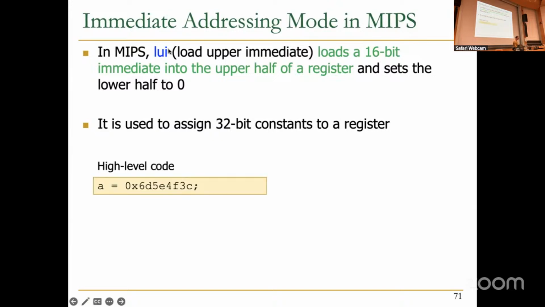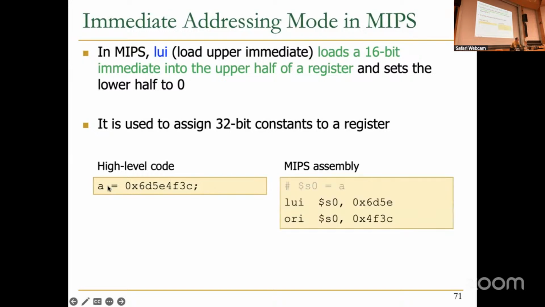So it's used to assign 32-bit constants to a register. For example, let's say that we have a high-level code that looks like this. We assign a 32-bit value to this variable. MIPS assembly looks like this. So load upper immediate. With this instruction, you specify 6D5E, the most significant 16 bits. What this does is it sets the top 16 bits of S0 to this value, okay? And the bottom 16 bits are zeroed out. And then you can OR that value with another immediate that's encoded in the instruction for F3C. Okay, this is one way of initializing values. Hopefully it makes sense. Without going through memory accesses.